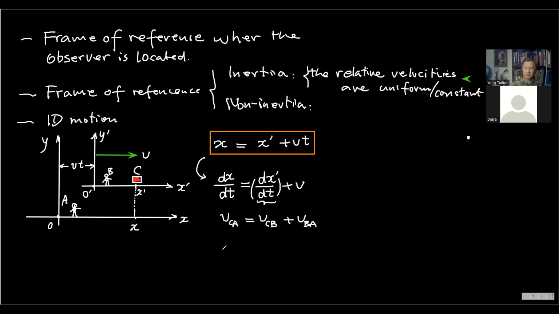In general, you can write this in vector form. CA equals, this is the general form for 3D motion, plus BA. So this is called the relative velocity formula. This is a part of Galileo's relativity formula.